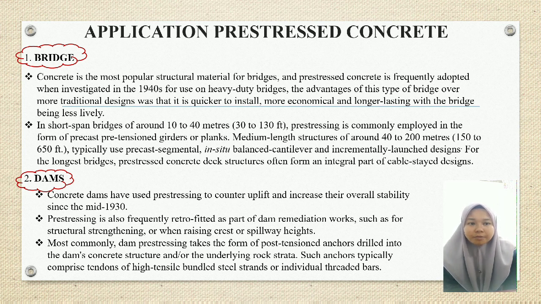In short span bridges of around 10 to 40 meters or 30 to 130 feet, prestressing is commonly employed in the form of precast, pretensioned girders or planks. Medium length structures of around 40 to 200 meters or 150 to 650 feet typically use precast segmental, in situ balanced cantilever, and incrementally launched designs. For longer bridges, prestressed concrete deck structures often form an integral part of cable-stayed design.